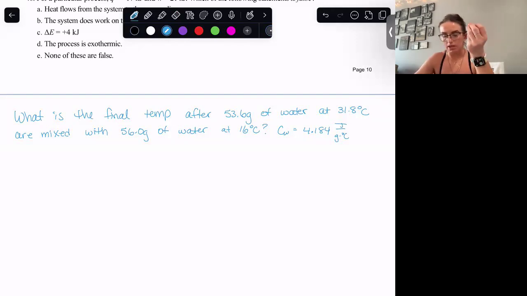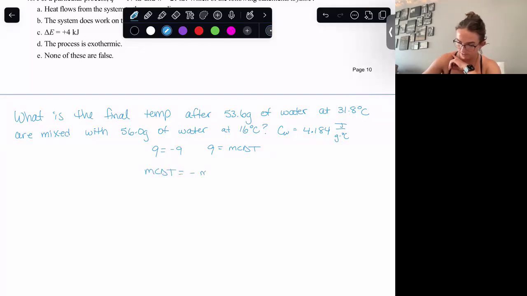So when you see this one, with two different masses and different temperatures finding the same final temperature, and you don't see anything with a calorimeter or a bomb calorimeter, what I want you to think of is Q is equal to negative Q, and that Q is equal to MC delta T. You will be able to plug in MC delta T into both sides of your equation.